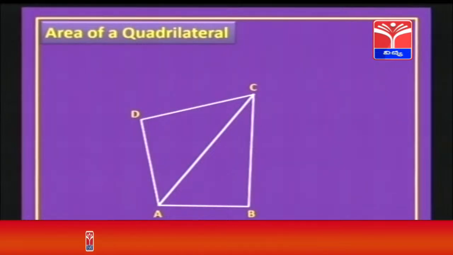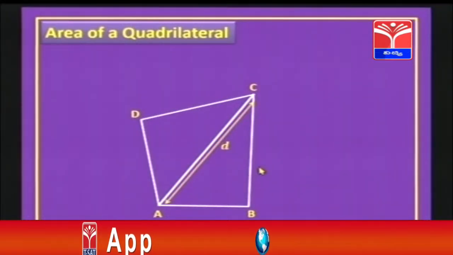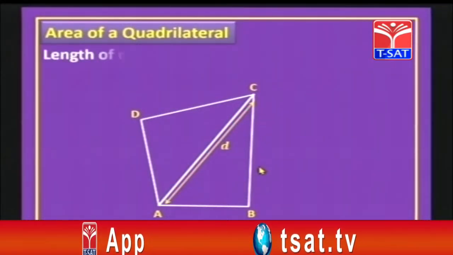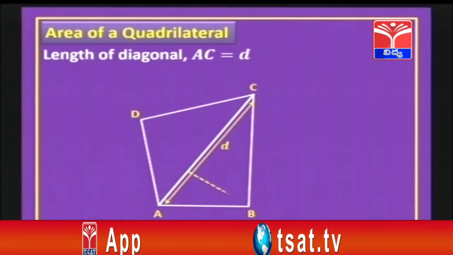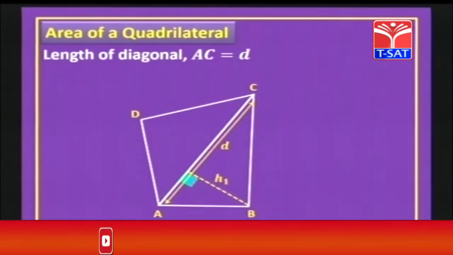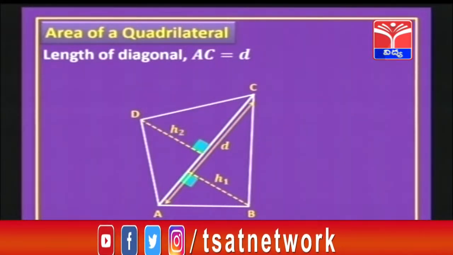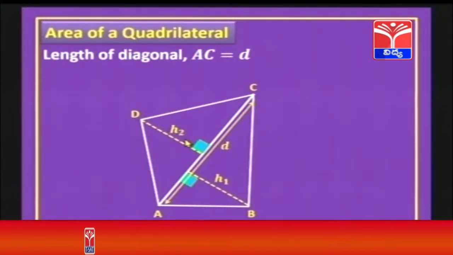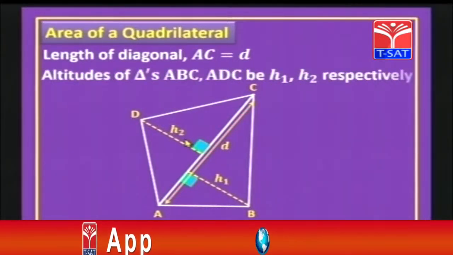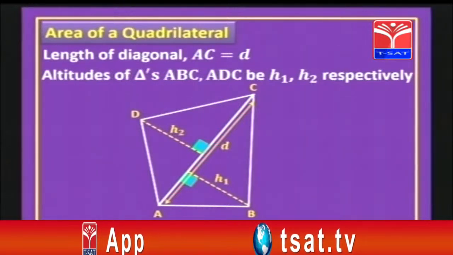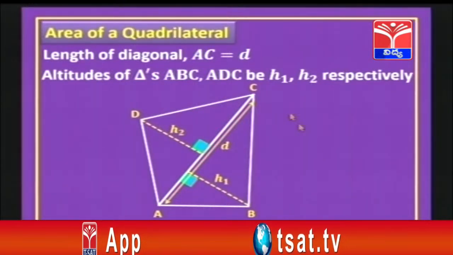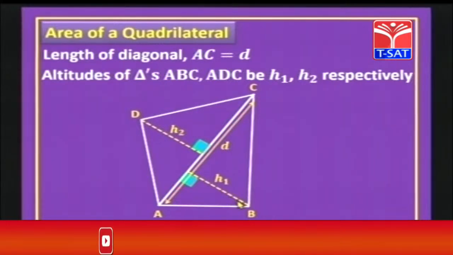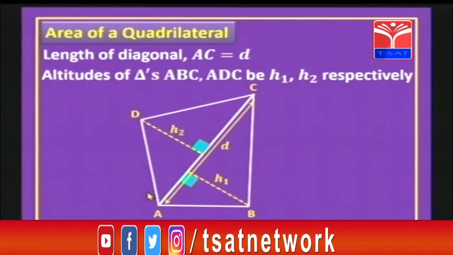So what will be the area then? So here the length of the diagonal AC is D. So AC equal to D, and let us drop a perpendicular from B on AC and mark it as H1. Similarly, we will drop another perpendicular from D on AC and mark it as H2. And these are the altitudes of triangle ABC and ADC. So ABC is a triangle, right? Now H1 will become altitude of triangle ABC and H2 becomes altitude of this triangle ADC.